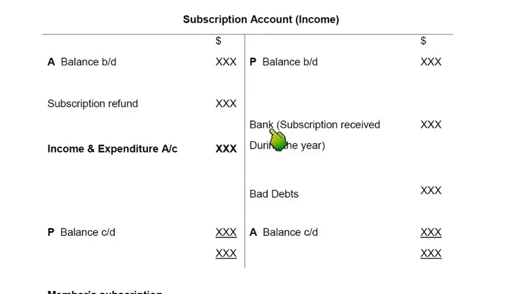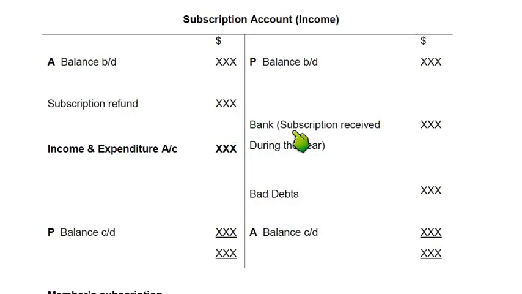If we are receiving money from our members, we make an entry: bank debit, and subscription account will be credited. Bank is debited because an asset increases in debit, and subscription because it is an income account. Income always increases in a credit. And if members have paid a greater amount in advance, we need to return this money to members.